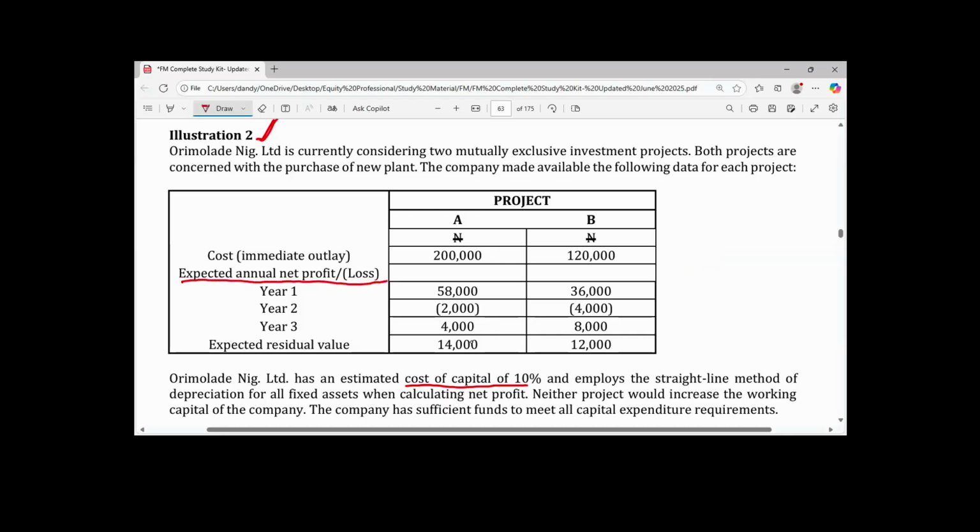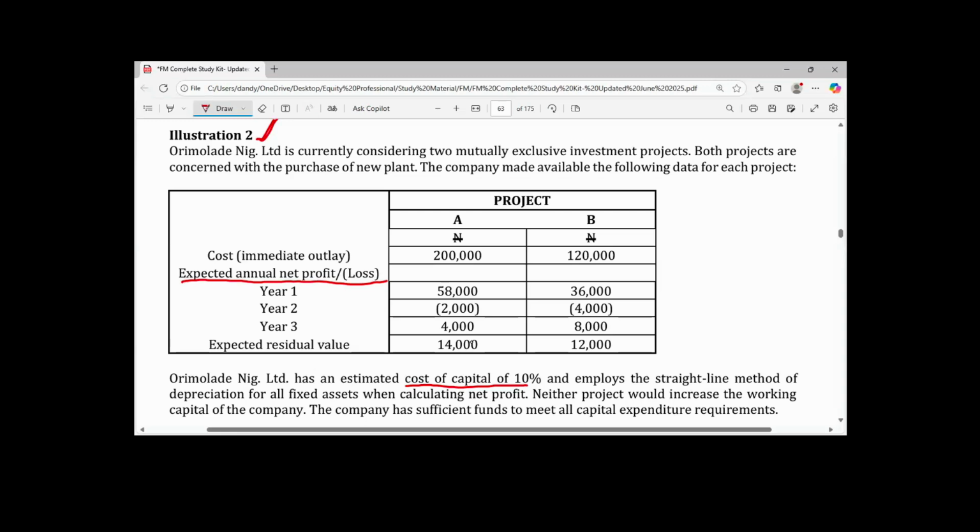In this question, the examiner did not give you cash flow. You are given expected annual net profit or loss. Net profit or loss is different from cash flow. So for you to be able to calculate net present value, internal rate of return, payback period, you must convert this net profit or loss to cash flow.